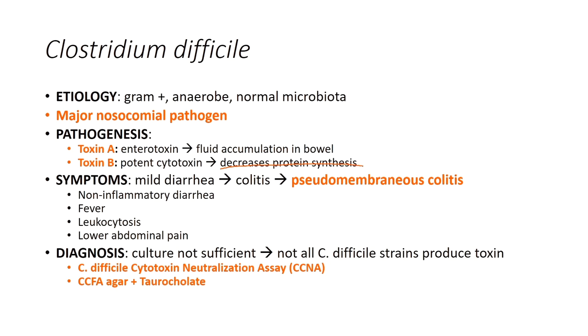We do not do endoscopy. At this point, we want to determine, is there toxin in the stool? So we have that toxin. Cytotoxin neutralization assay, which is CCNA. We also can grow it on CCFA agar, which is Clostridium cytotoxic something something agar, and taurocholate. Remember, this is causing fever, leukocytosis, and lower abdominal pain. This can actually lead not only to pseudomembranous colitis, but actually toxic megacolon. So keep that in mind as well.